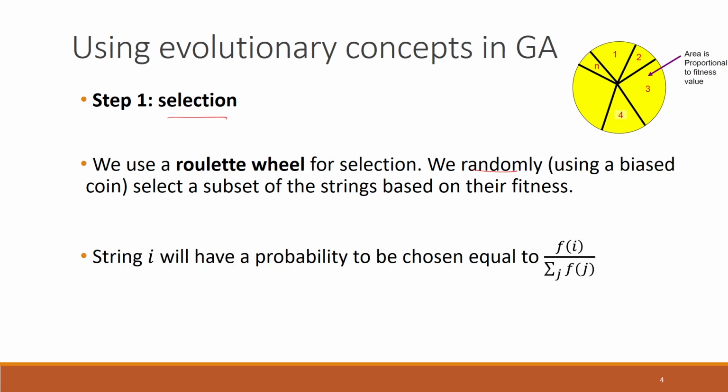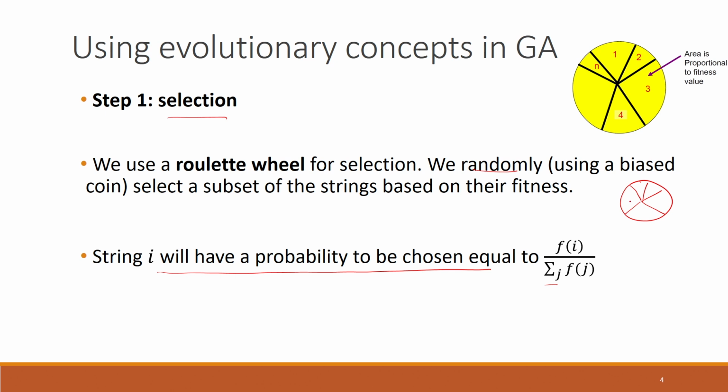Okay. So, a string i will have a probability of being chosen equal to f_i divided by the summation of f_j, where j goes through all of the strings that are present. Here in our case we have decided on 6 strings. So, how is it connected with the roulette wheel? Suppose n is equal to 6, then we will have a roulette wheel which will be divided into 6 pies here.